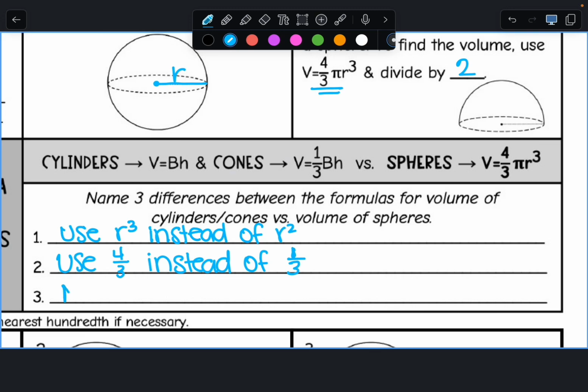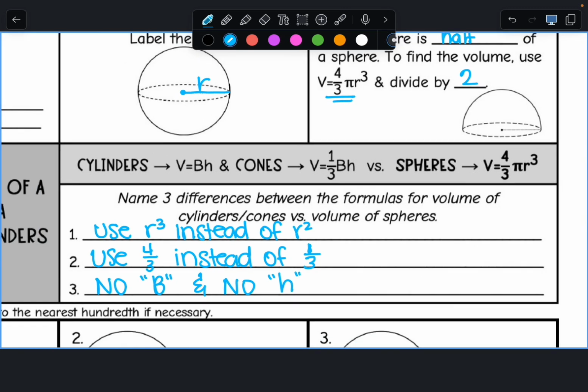There is no base and no height. No base, no height. So literally the only thing you plug in is the radius, which makes it the easiest formula to use. The only reason it's difficult is if you overlook the question and if it asks you for the hemisphere. Okay?